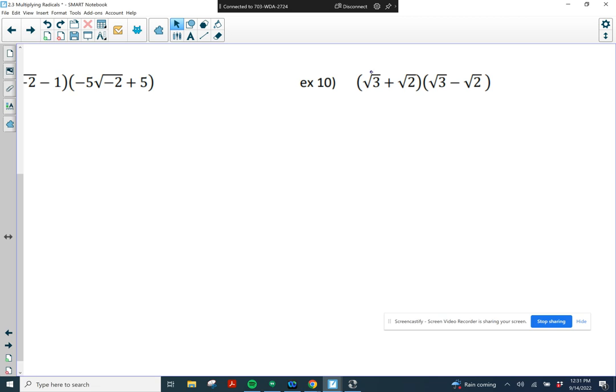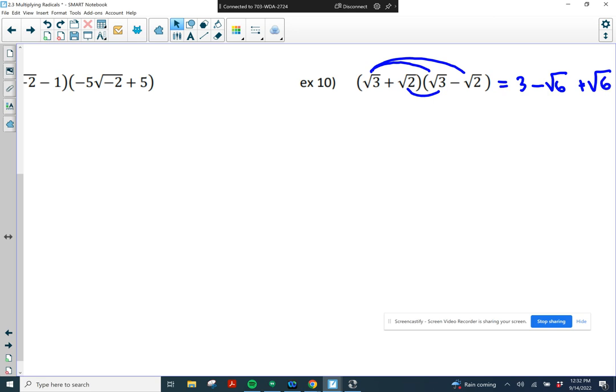So if I use the distributing method, I do square root 3 times square root 3. That's going to get me a 3. I'm going to do square root 3 times square root 2. Well, that's a minus, right? That's square root 6. Then I'm going to do square root 2 times square root 3. That's going to be a plus square root 6.